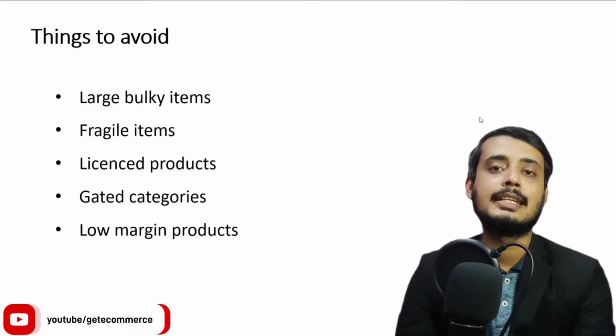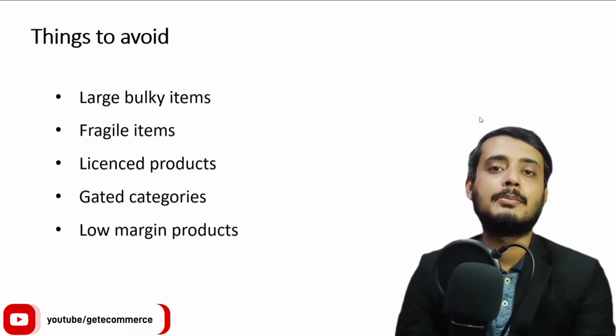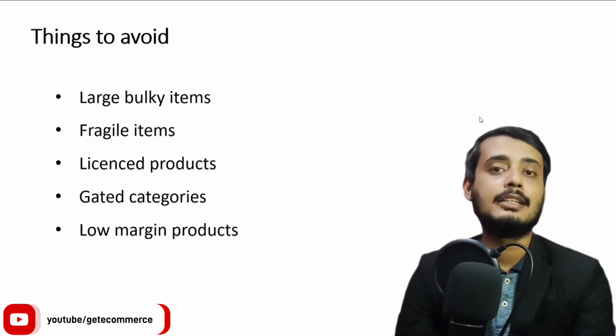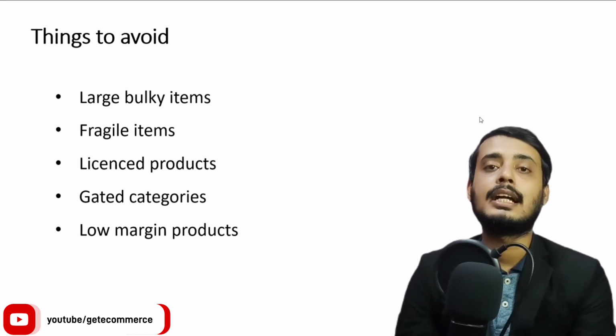From my experience, here are some rule of thumb products to avoid. Large bulky items like furniture are difficult to post and expensive to store. Furniture, for example, is usually sized outside the normal range of the size for your carrier, which means it is very expensive to ship. You should also avoid fragile items. Large items like furniture can be fragile, but there are also a lot of small items which are fragile.